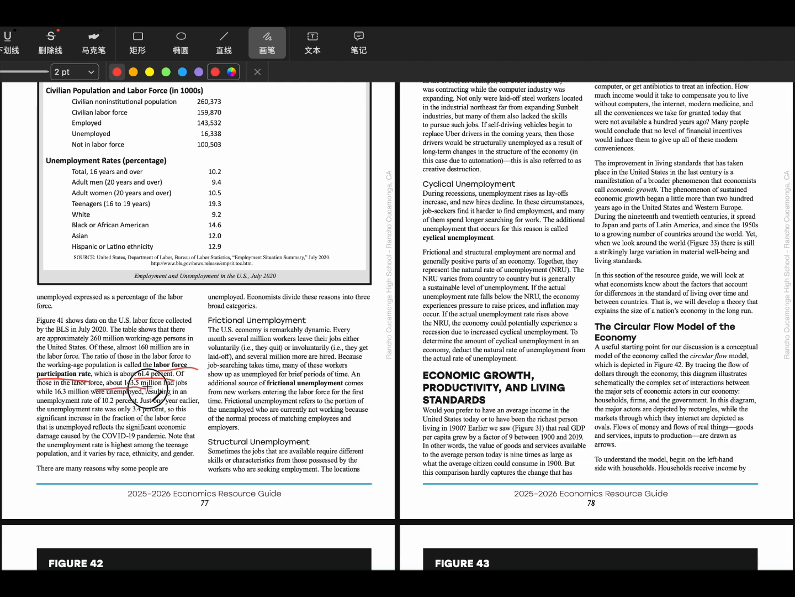And in the labor force, 143.5 million had jobs, and 16.3 million are unemployed. And when was this exactly? It's July 2020. And 260 million working age persons in the United States were surveyed. In other words, anyone that is 16 or older. And 160 million is in the labor force, which is how they arrived at the number 61.4. That's a formula that you have to memorize. And the unemployment rate based on the 16.3 million who are unemployed is 10.2%.